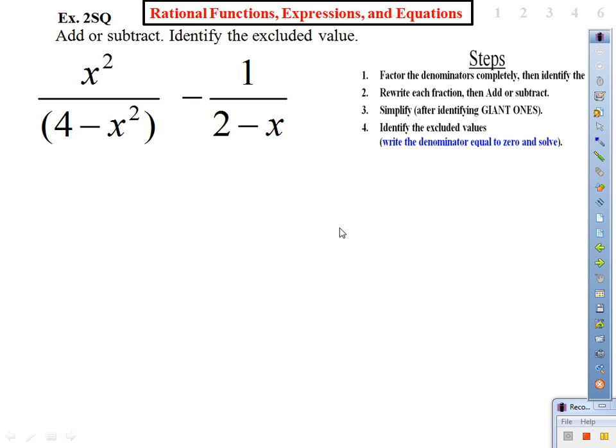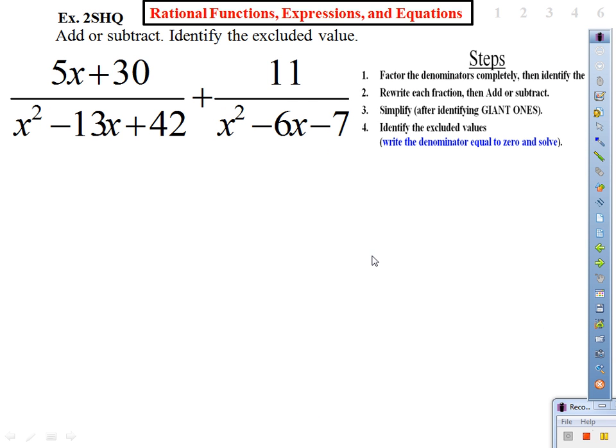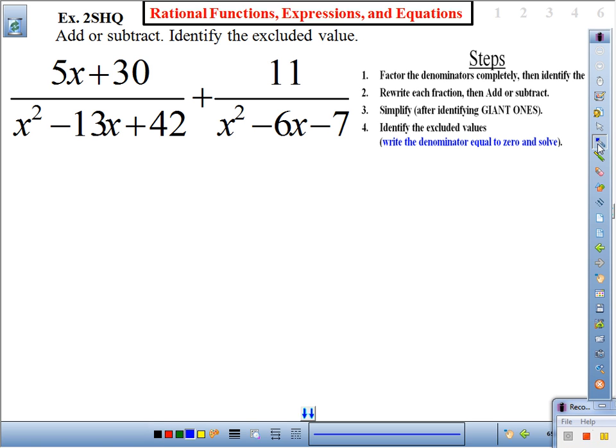All right. What if it looked like this? Copy this one. Last one. Example 2. We got 5x plus 30 over x squared minus 13x plus 42, plus 11 over x squared minus 6x minus 7. You see how all the homework is paying off now? Pretty good, right? What? People copy? All right, here we go.